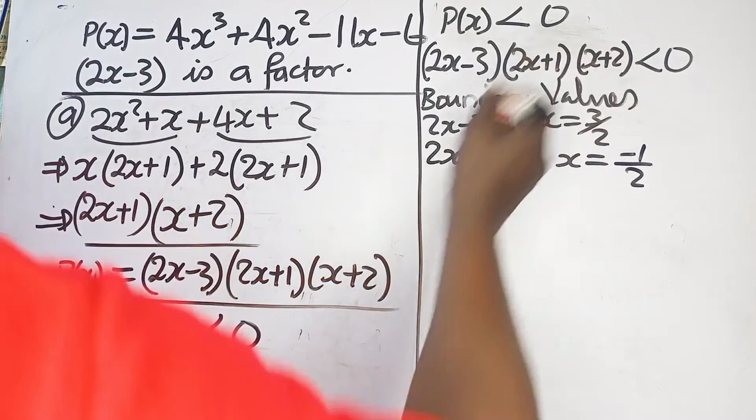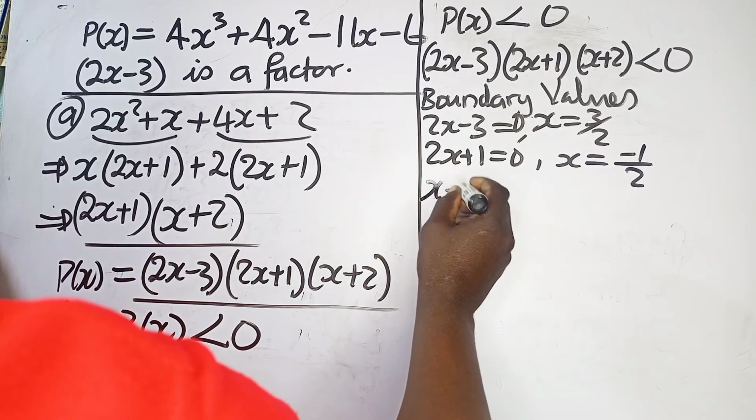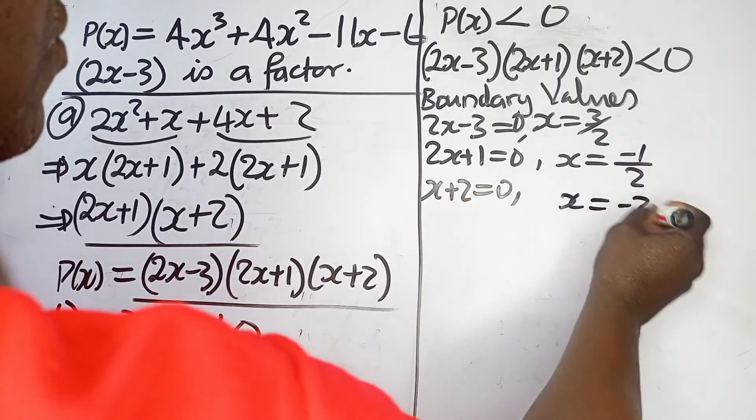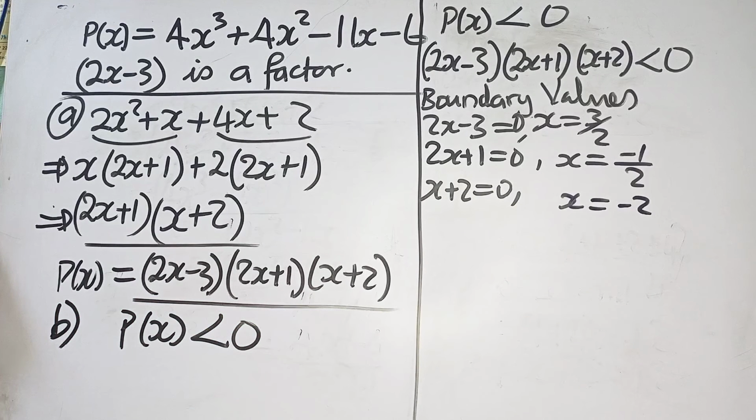We also set this equal to 0 and solve for x. We'll have x equals negative 2. So our boundary values are 3 all over 2, negative half, and negative 2.